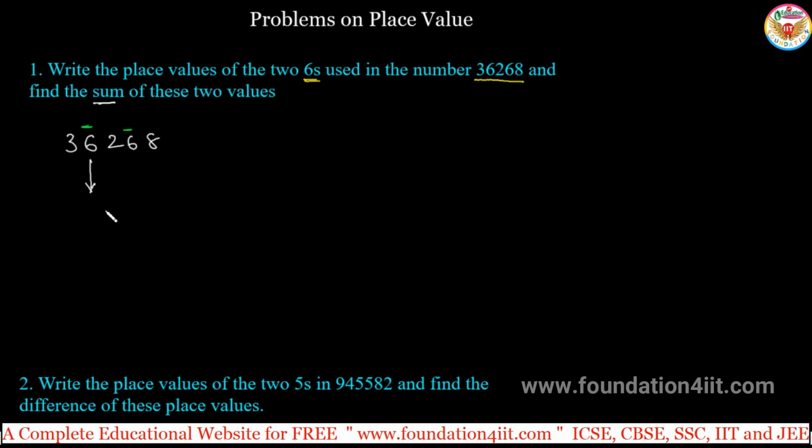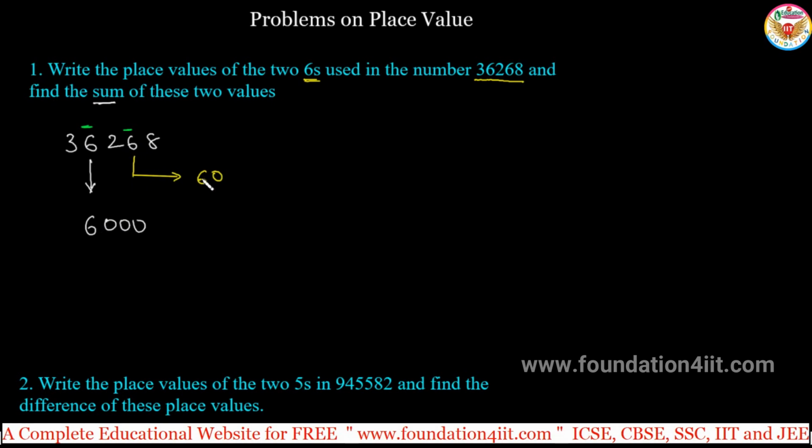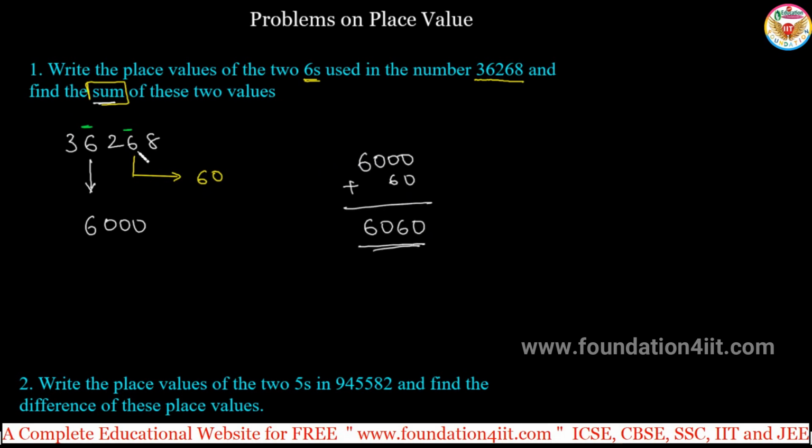Now this place value is 6000, right? And one more, this place value is 60. One six is in thousands place, so 6000, and this is 60. Question is find the sum of these two values. We need to add. So 6000 plus 60, so 6060 is the answer. Separately find out the place value and you can do addition, right? Like these questions you can get.